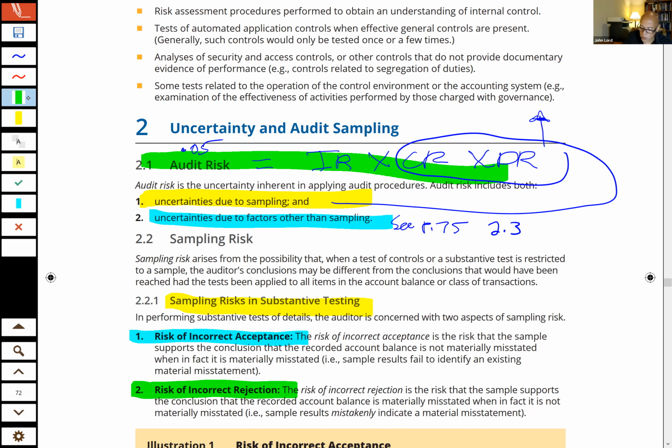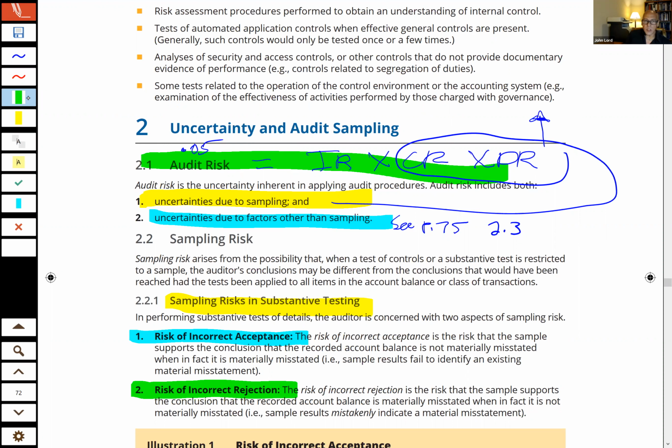Risk of incorrect acceptance is that the auditor concludes that the financial statements are not materially misstated, when in fact there is a material misstatement. In other words, we gave an unmodified, unqualified opinion when we should have qualified or given an adverse opinion, or maybe disclaimed our opinion, right? That's audit failure. Okay, risk of incorrect acceptance.